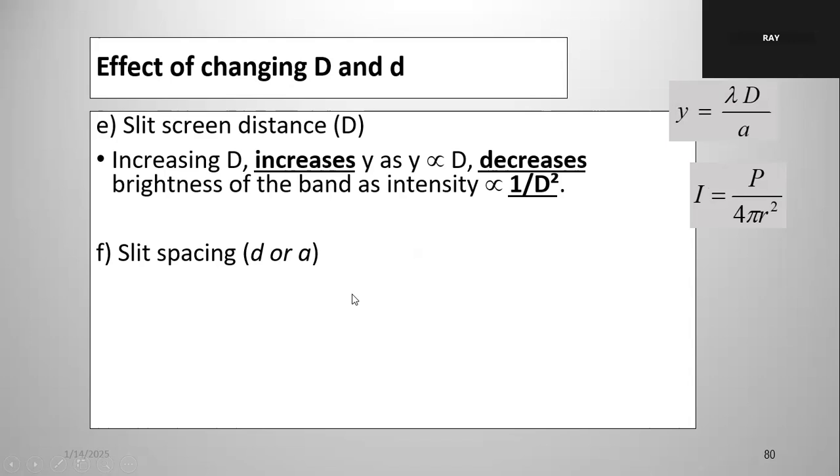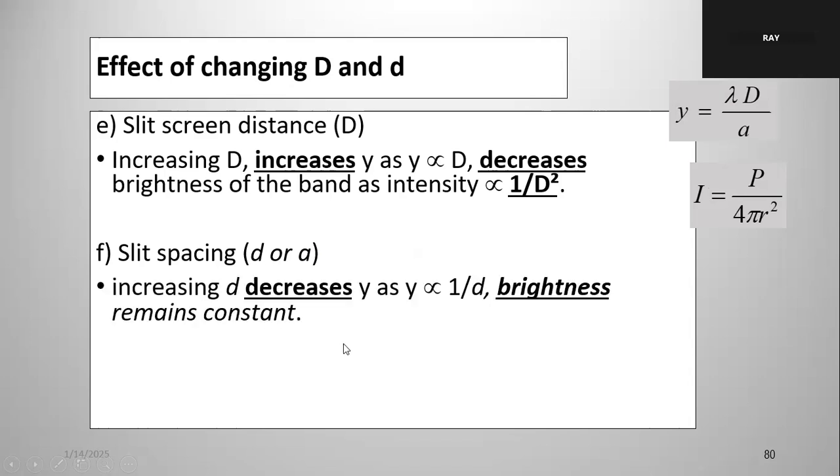Slit spacing, D or A, increasing D decreases Y. Right? Increase that, it decreases Y, as Y is directly proportional to 1 over D. Brightness remains constant. They don't affect the distance. Intensity is not coming in the equation here.